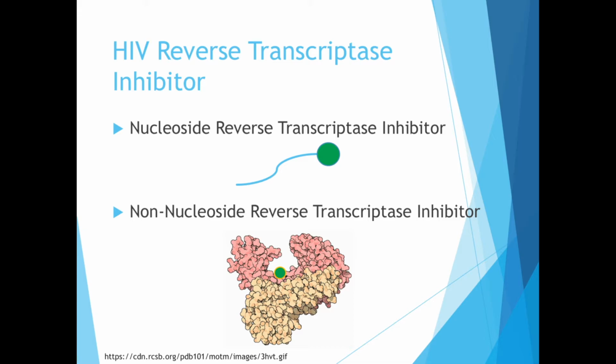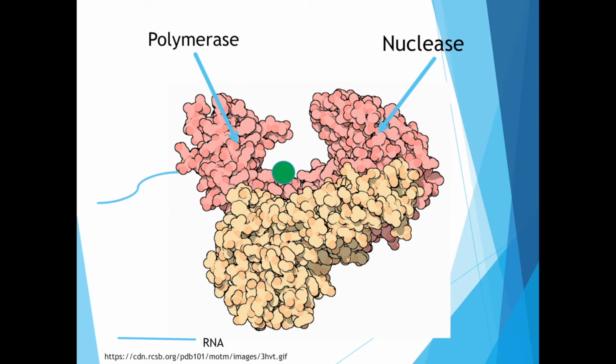To block the reverse transcription process, 2 kinds of drugs have been developed. The first type is called nucleoside reverse transcriptase inhibitor. It will be attached to the RNA, which will block the reverse transcription process. The other type is called non-nucleoside reverse transcriptase inhibitor. It will bind with the reverse transcriptase, which will block the reverse transcription process. When the DNA-RNA hybrid cannot be synthesized, we have a way to block the replication of the HIV virus.